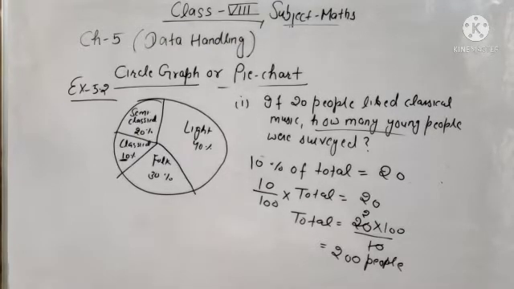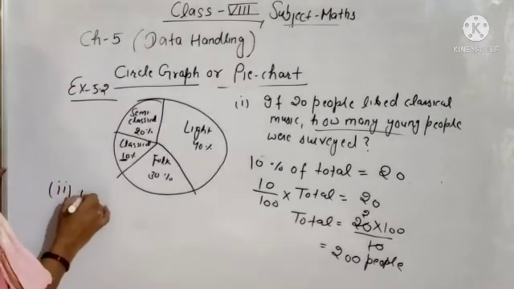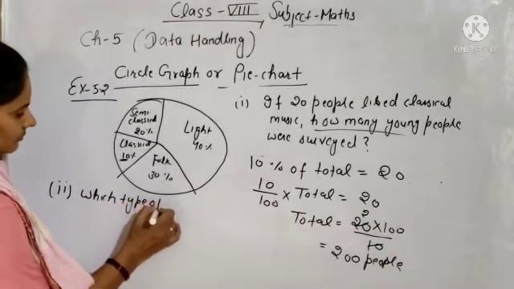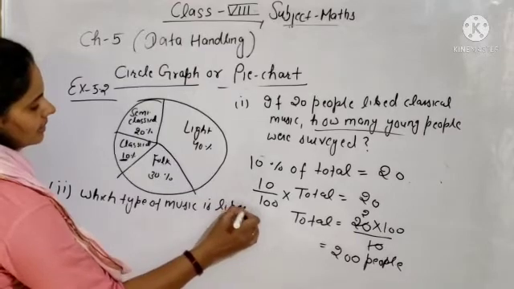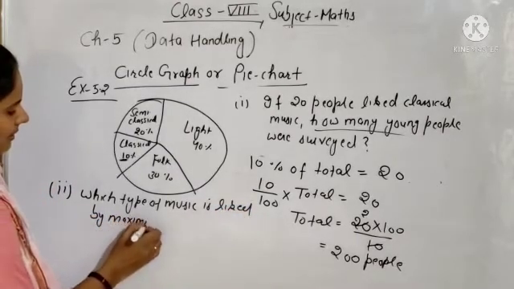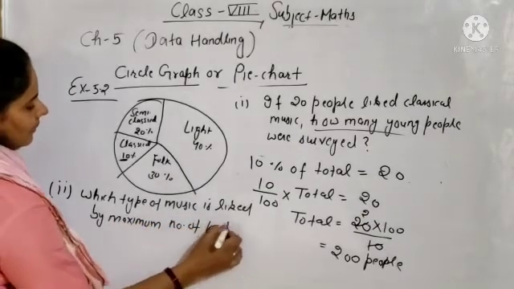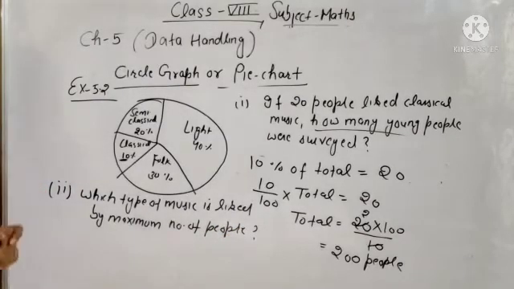Now second part, first question: which type of music is liked by the maximum number of people? Second part, which type of music is liked by the maximum number of people? So beta, maximum number of people, which type of music is liked?